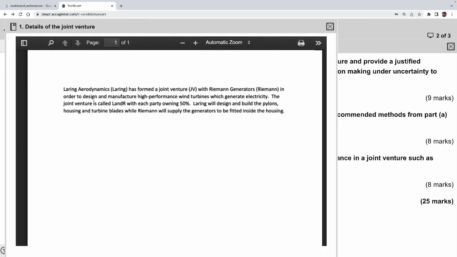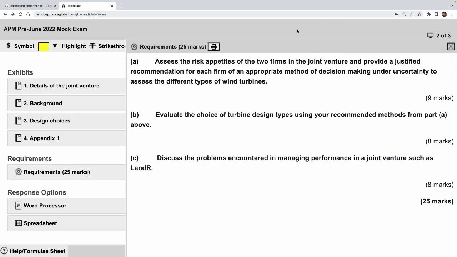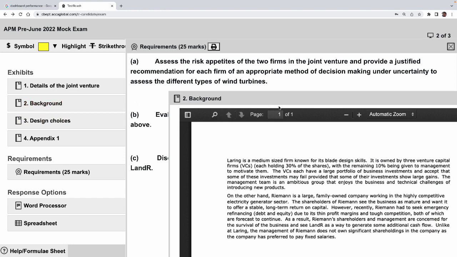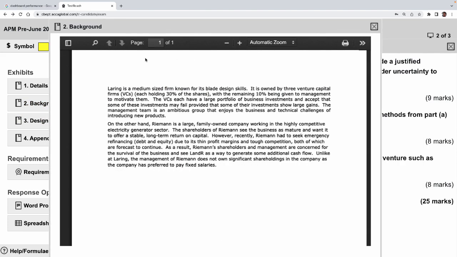Okay. Laring Aerodynamics has formed a joint venture with Rainman Generator in order to design and manufacture high-performance wind turbines which generate electricity. The joint venture is called LANR, each owning 50%. Okay, right. The idea here is to own 50%. Laring will design and build pylons, housing and turbine blades. Raymond will supply the generator to be fitted inside. That's enough. Alright? Okay, done. Background, very important. This is where the issue comes up.